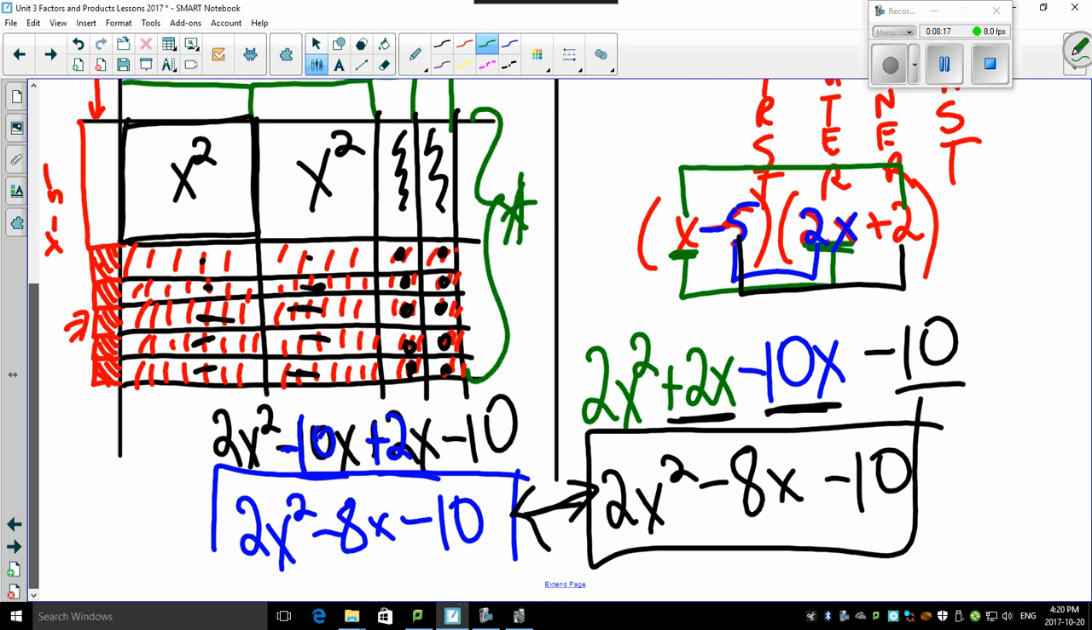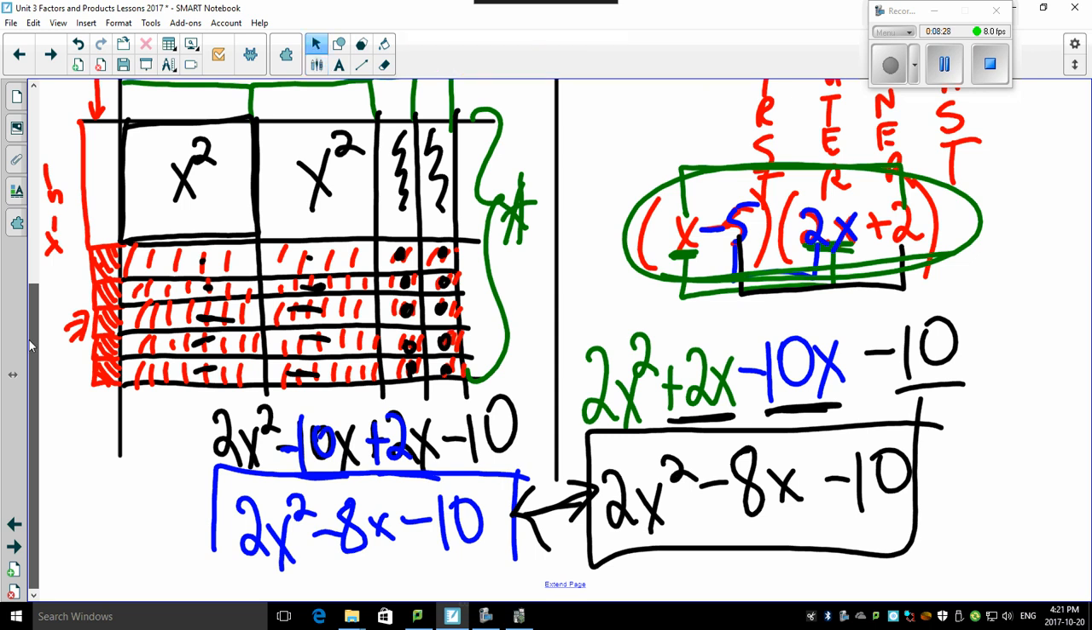That's nice visual representation. But you know what? FOIL is really where it's at. First, outer, inner, last. Does that ever help you an awful lot? So let's take a look at one more question in the next podcast and see what we can do and see if we could do it much, much more efficiently.